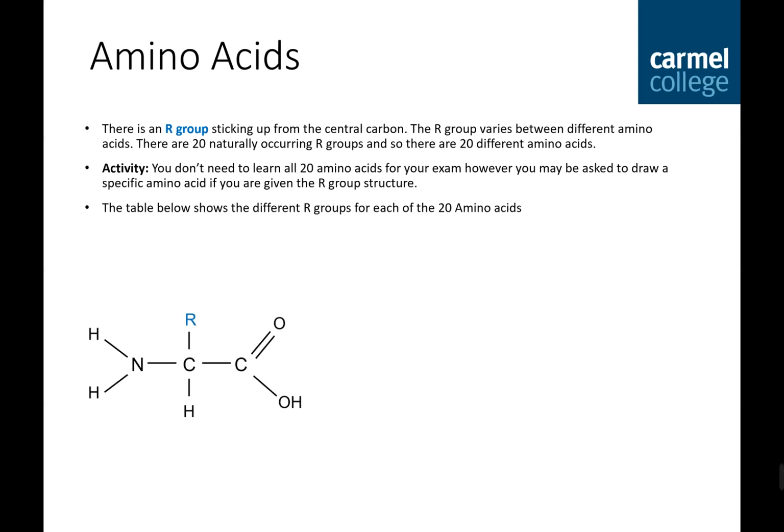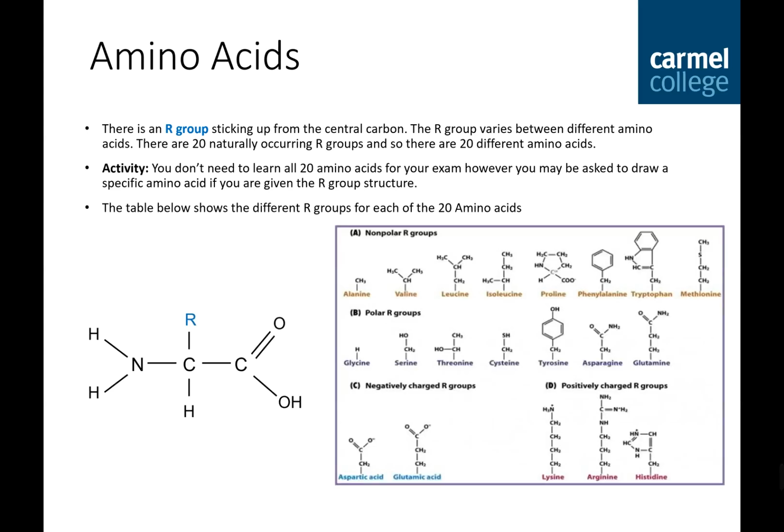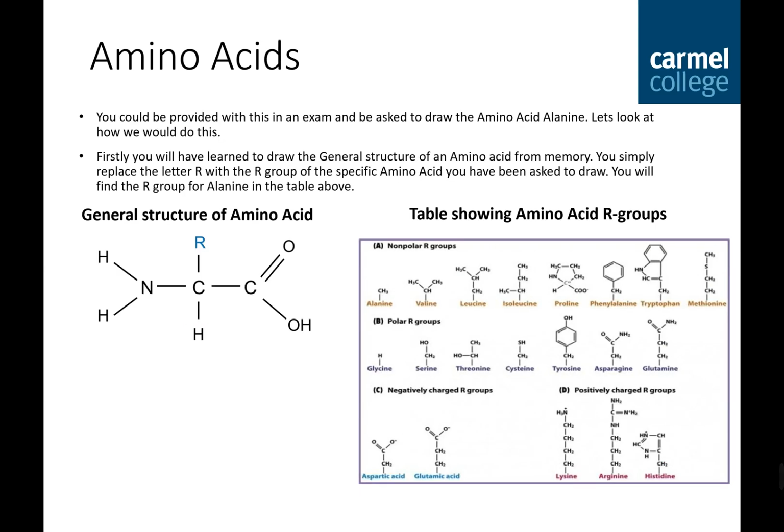In an exam, however, you might be asked to draw a specific example of an amino acid. In order to do that, the exam board would have to provide you with a table showing the R groups of the 20 different amino acids. Let's have a go at this particular example.